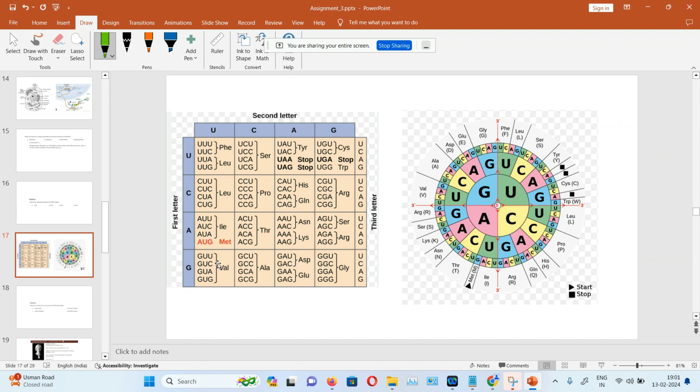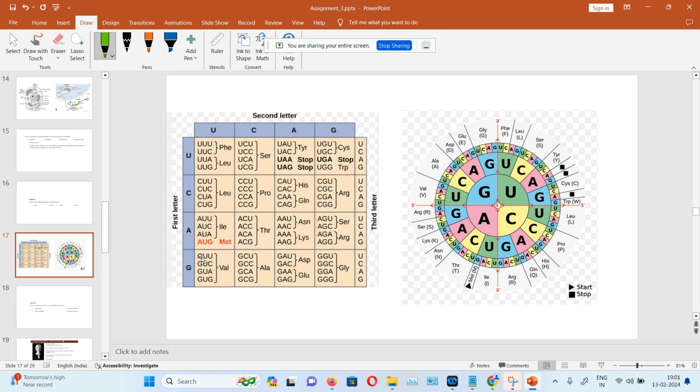But you can see that there is only one start codon, which is AUG. In the case of RNA we say AUG, and in the case of DNA we say ATG. That will be methionine, and here it's a methionine.